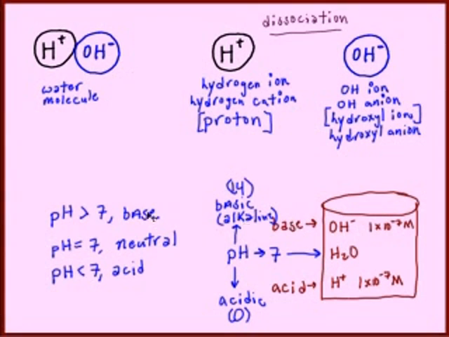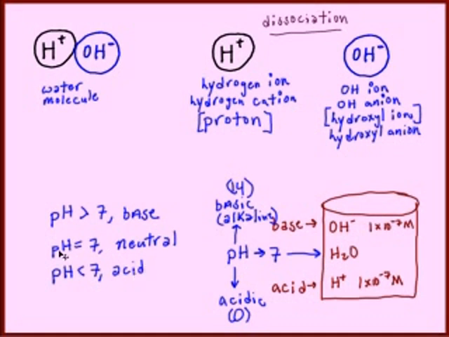So the solution would be basic or alkaline. If the pH of the solution is above 7, then the solution is basic, and the substance you added is a base. If the pH of the solution is below 7, the solution is acidic, or the substance that you added is an acid.